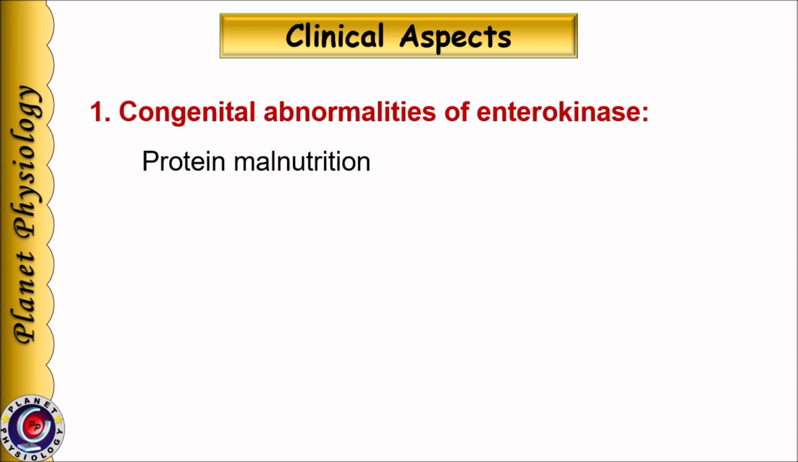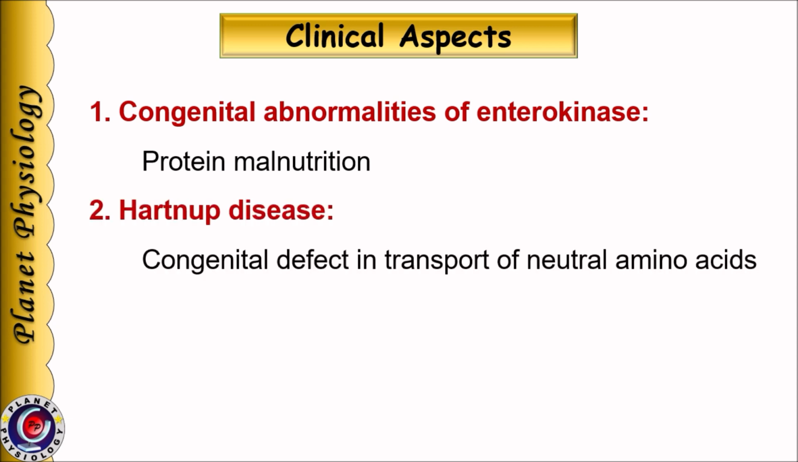Congenital abnormalities of enterokinase are associated with protein malnutrition. Enterokinase is the enzyme necessary for activation of trypsinogen to trypsin, and trypsin is the key enzyme for activation of all proteolytic enzymes. Hence, enterokinase deficiency leads to severe protein malnutrition.